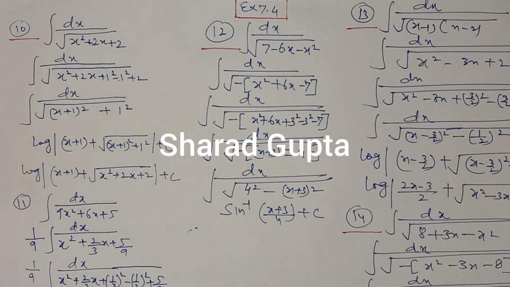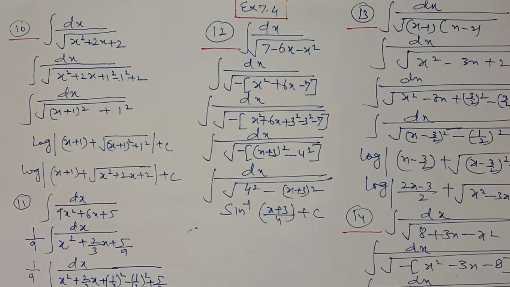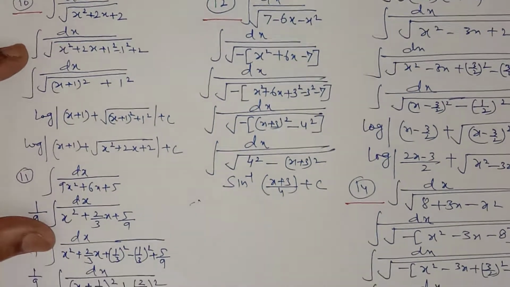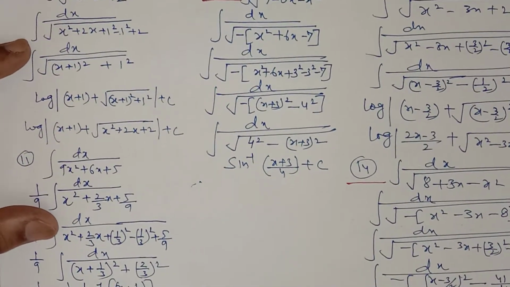Hello, this is lecture number 8 for the chapter Integration of class 12, and we are discussing exercise 7.4, which consists of integration of special integrals, and how to integrate by making the perfect square. We have done question number 10. Let us take again question number 11.